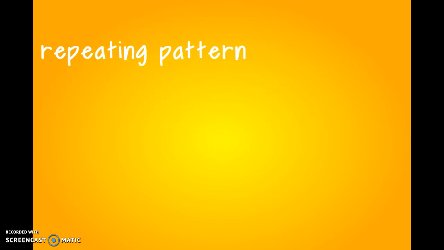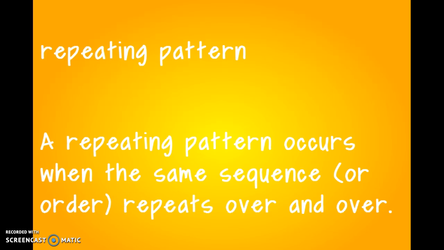What is a repeating pattern? A repeating pattern occurs when the same sequence or order repeats over and over. For example, if we begin with a blue circle, followed by a red triangle, followed by the purple pentagon, so far we don't really have a pattern. We just have a sequence of shapes in various colors.